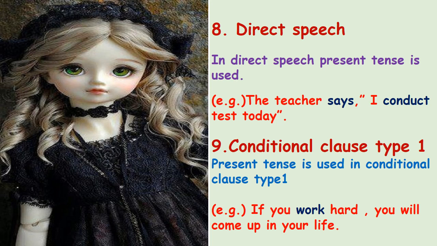Then conditional clause type 1. There are 3 types of conditional clause. In type 1, we use present tense. See the example. If you work hard, you will come up in your life. Take the subordinate clause. If you work hard. Work is in present tense. So in conditional clause type 1, we use present tense.